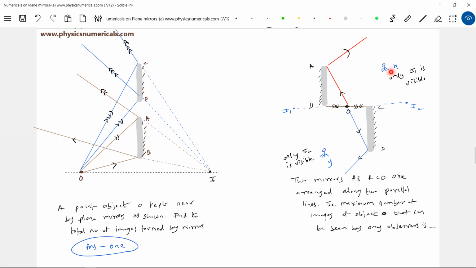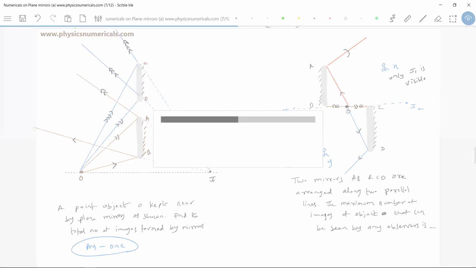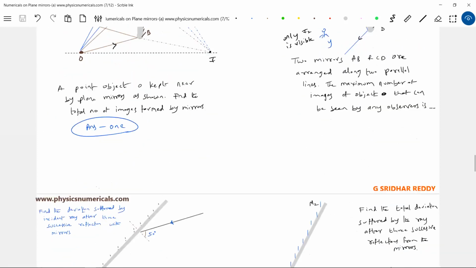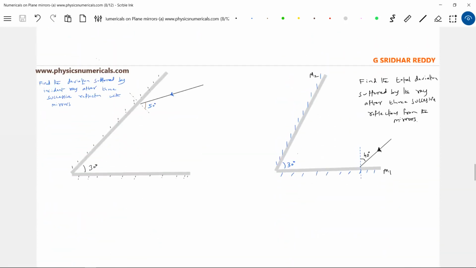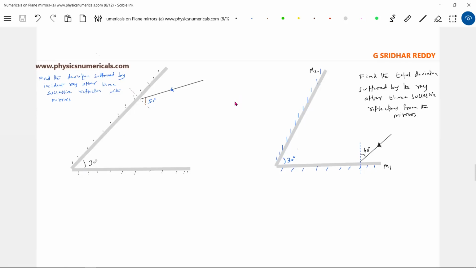Getting this one? And I2 will not be visible for person X. Okay, I think slowly you are getting it. Now we'll take these problems that I picked up. Now we'll focus on some more problems.